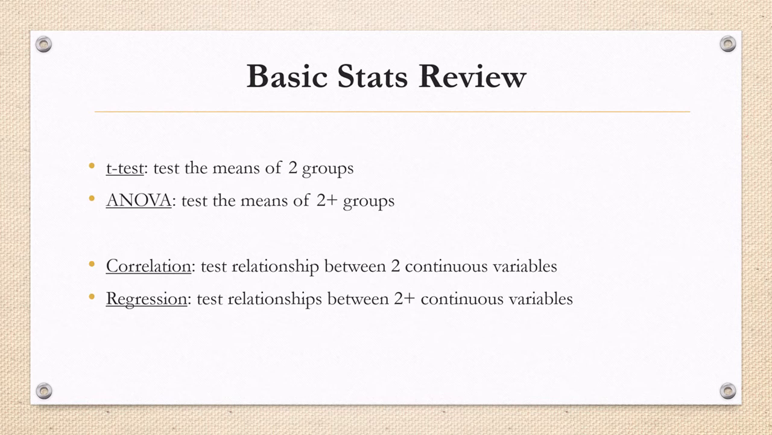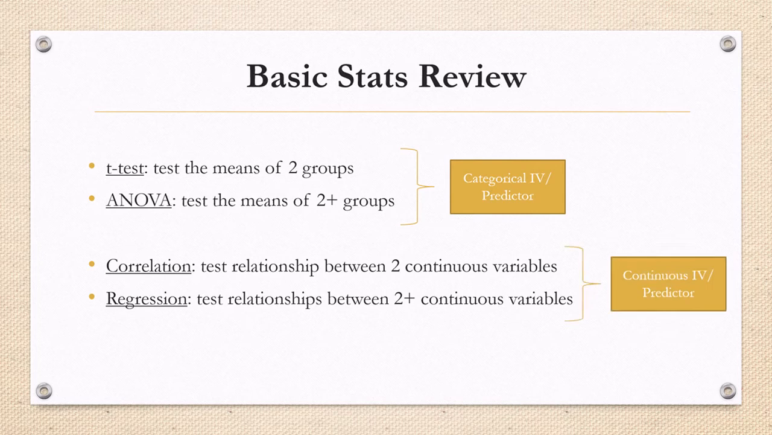You may or may not notice here that the top two tests include the means of groups, which generally means you are dealing with a categorical variable. Otherwise, you had a continuous variable that for some reason you turned into a categorical variable, which does happen sometimes. The bottom two tests have predictors that are continuous, either interval or ratio scales.